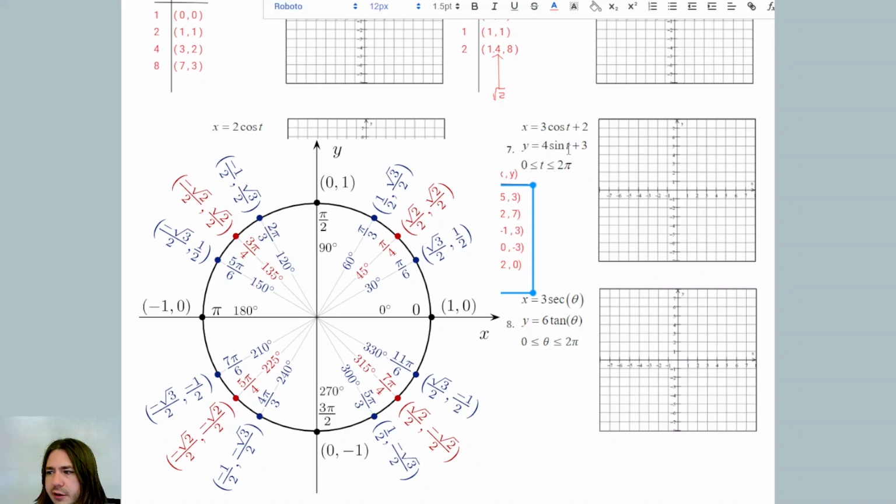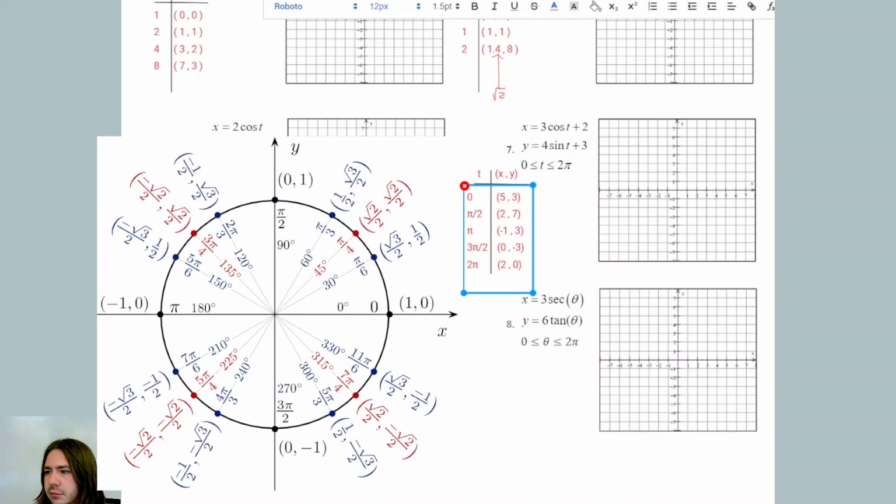Oh, you still can't see it. There we go. Move that over just a little bit. You know what? Let me put it up in this corner.